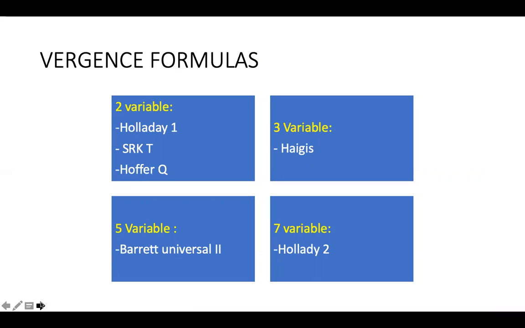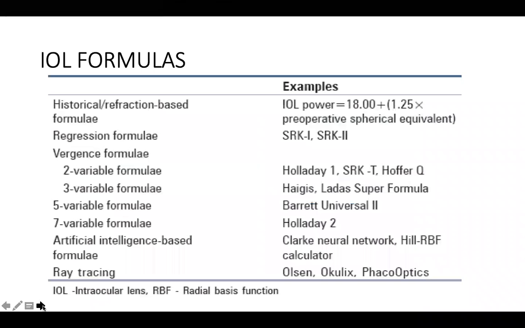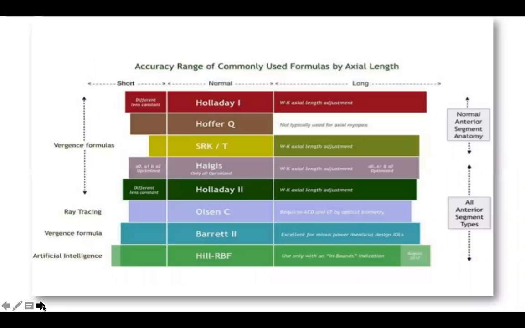So what is the one determinant that all of these IOL formulas try to predict? That is an accurate effective lens position. All these modern fourth generation formulas try to give you a precise biometry by determining one variable, that is the effective lens position. Where is the lens going to be positioned postoperatively? Depending upon the number of variables that they use, the Vergence formulas can be classified as 2 variable formulas, 3 variables, 5 variables, which is the Barrett Universal 2, and 7 variables like the Holladay 2. This is again an overview of the classification of the IOL formulas.